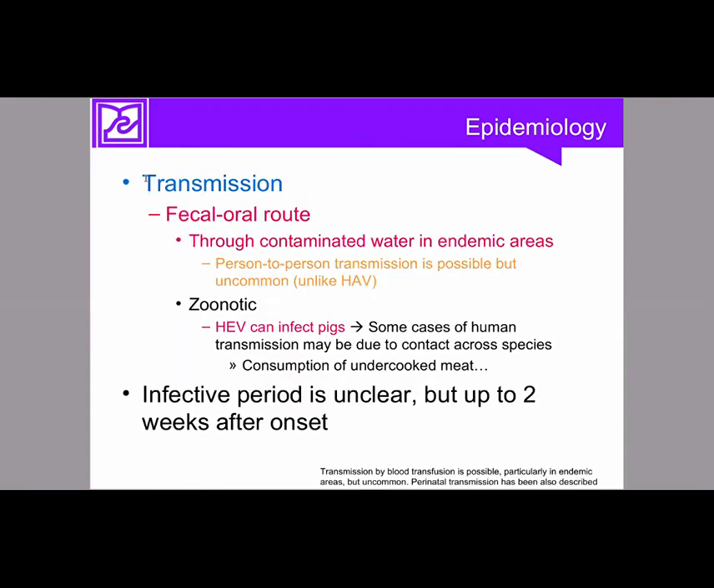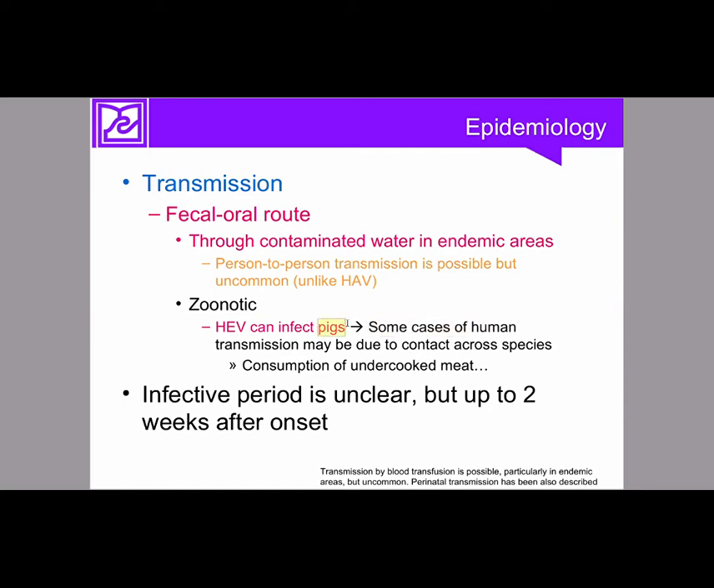Hepatitis E virus is transmitted also by the fecal-oral route, but from person to person is not common. Hepatitis E virus is mostly transmitted through contaminated water in endemic areas. However, hepatitis E is also zoonotic. It can be transmitted by some animals, the pigs. Some serotypes of hepatitis E can infect the pigs, and they can transmit the disease to humans.